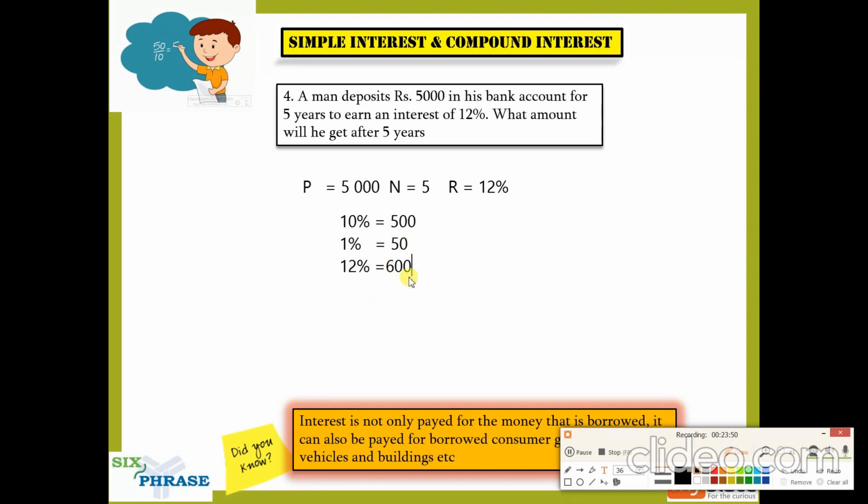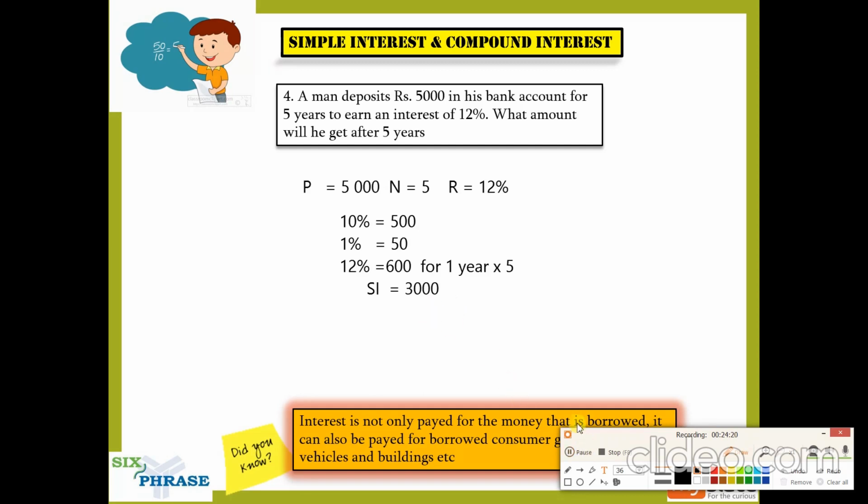If 12 percent is 600, this is for 1 year. He gets 600 for 1 year. So for 5 years, what will happen, guys? You have to do 600 into 5, so you just multiply this by 5. And what you will get is 3,000. You will get the simple interest to be 3,000. And you are not done.